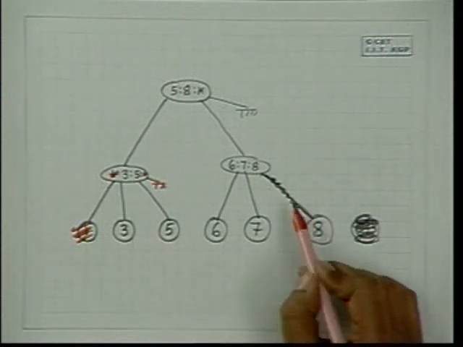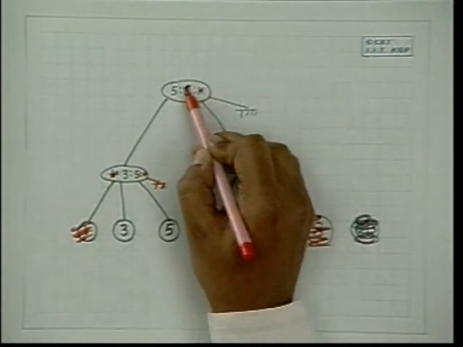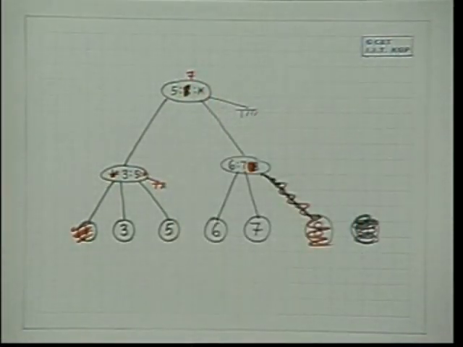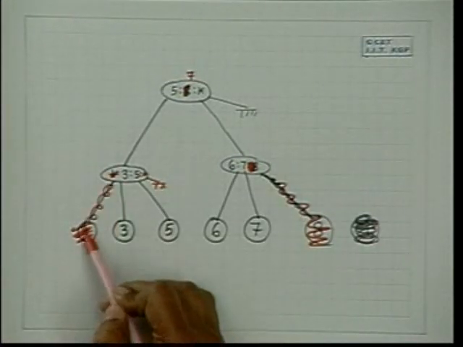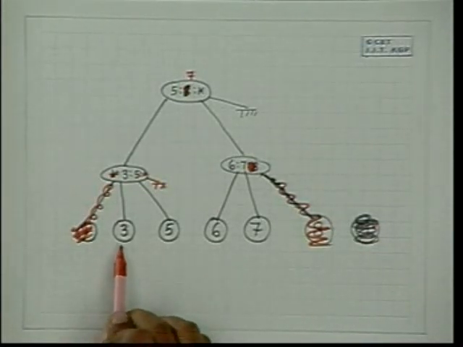If you have to delete 8, but the problem will come now if you want to delete 3 or you want to delete anything, it will violate the principle. It will violate the principle of the tree. So what will you do? Suppose you have to delete 3.